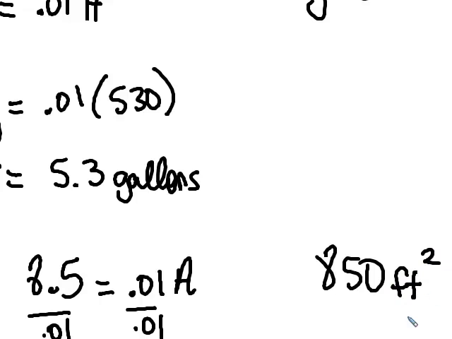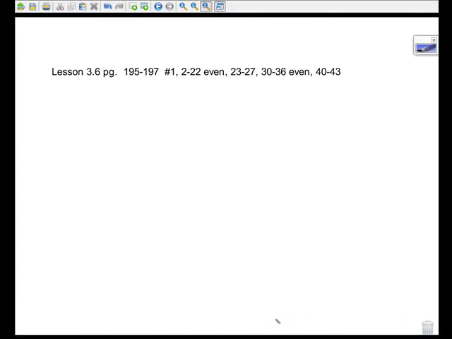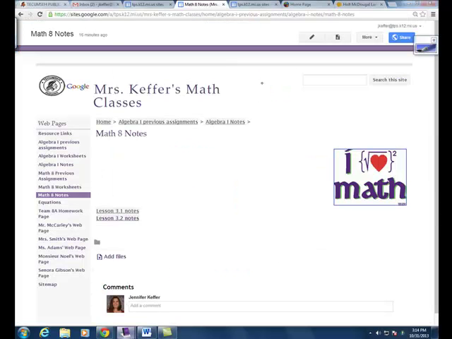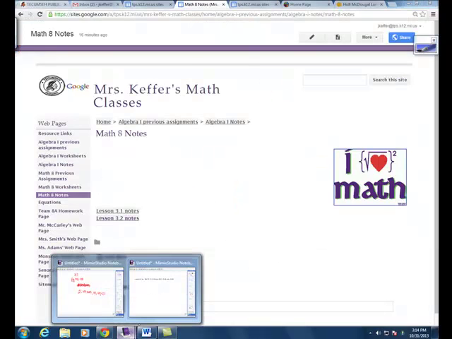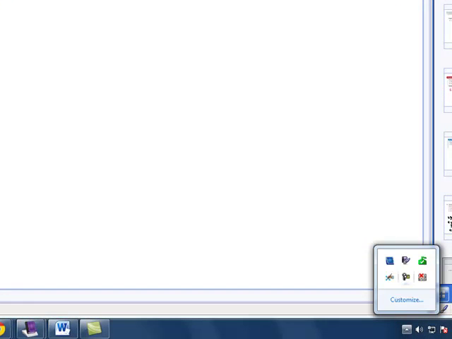Okay, if you want to get started with your assignment tonight, it is right here, page 195 to 197. It's 1, 2 to 22 even, 23 to 27, 30 to 36 even, and 40 to 43. And I will see you tomorrow.